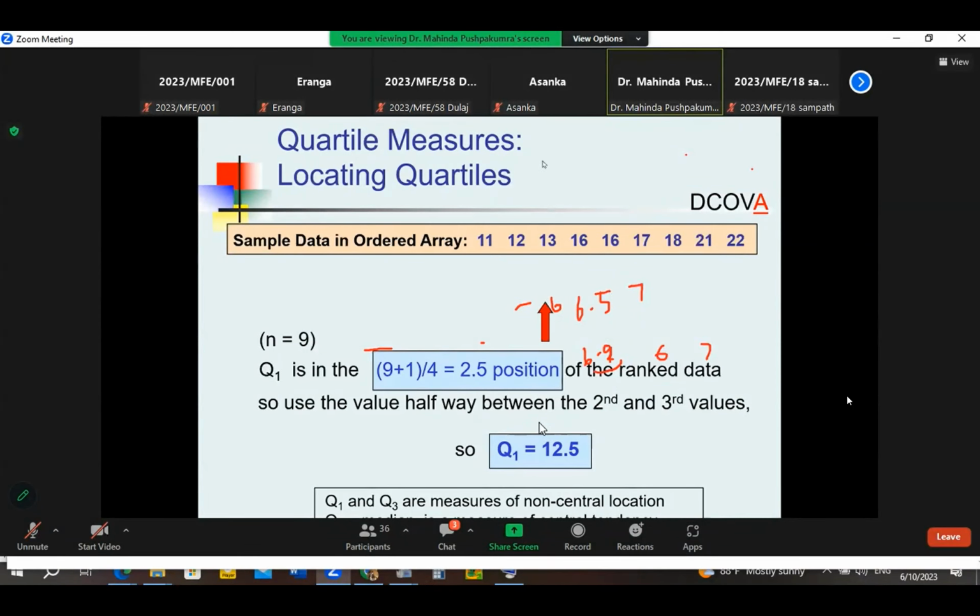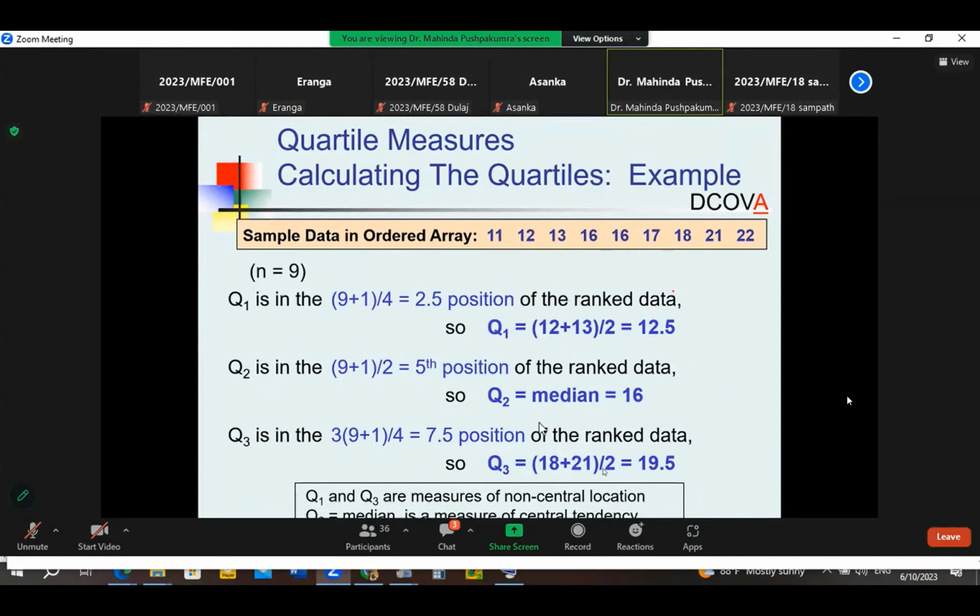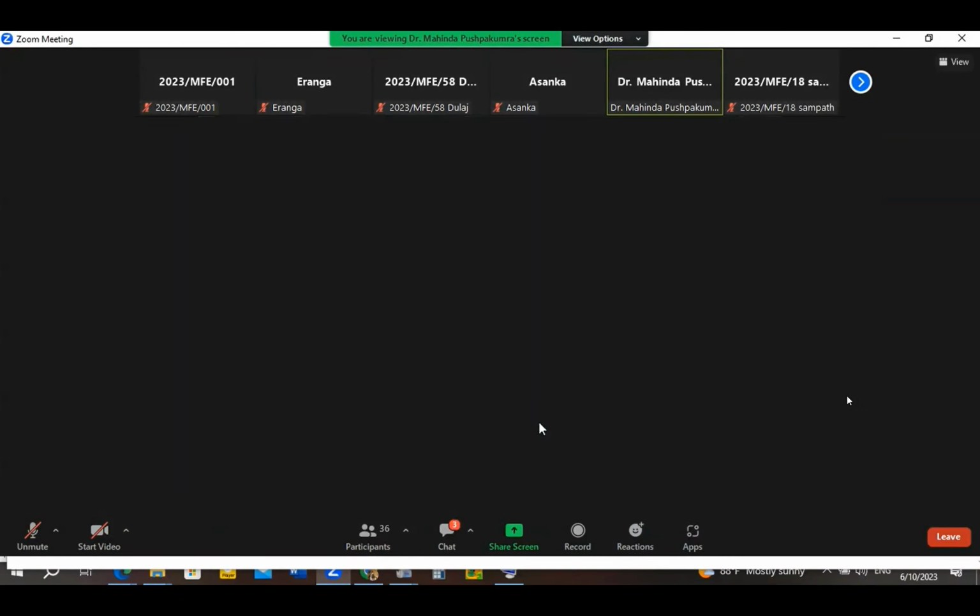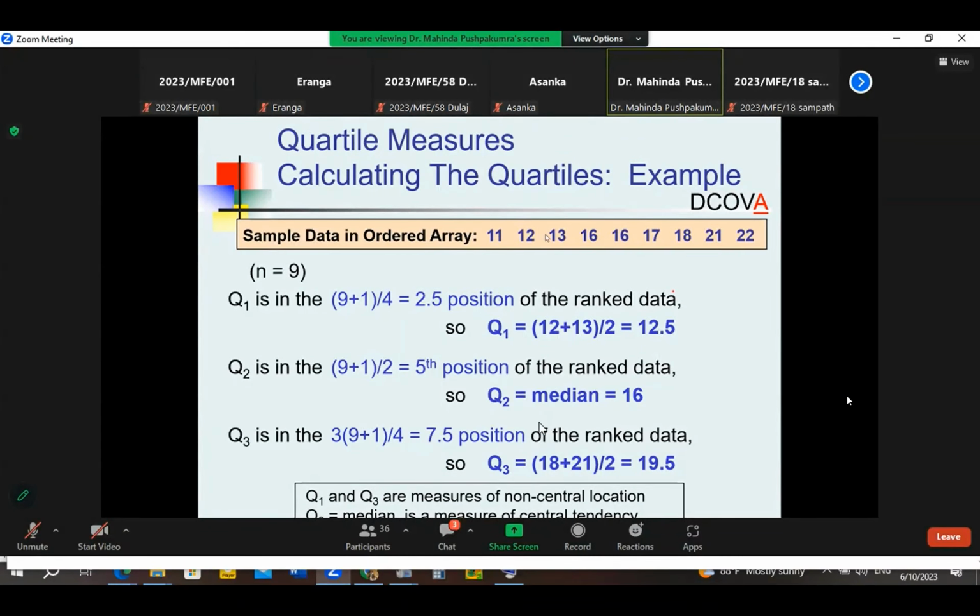Then this example shows how to identify first, second, and third quartile. The first quartile is 12.5 here. Second one is 16, third one is 19.5. I hope you can understand.